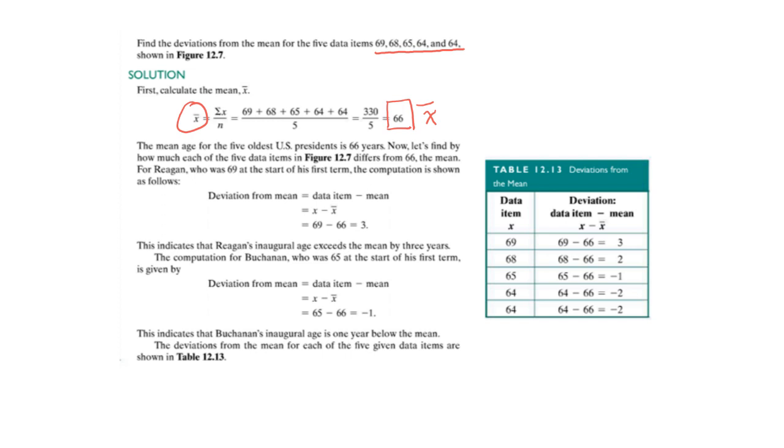Then it says to find the deviation from the mean for each of the data values. If you look at this table, on the left-hand side we have our X values, our data items, which are the ages. On the right column, we have 69 minus 66 is 3. They're taking each data value and subtracting the mean from it. And we have 2, -1, -2, and -2.